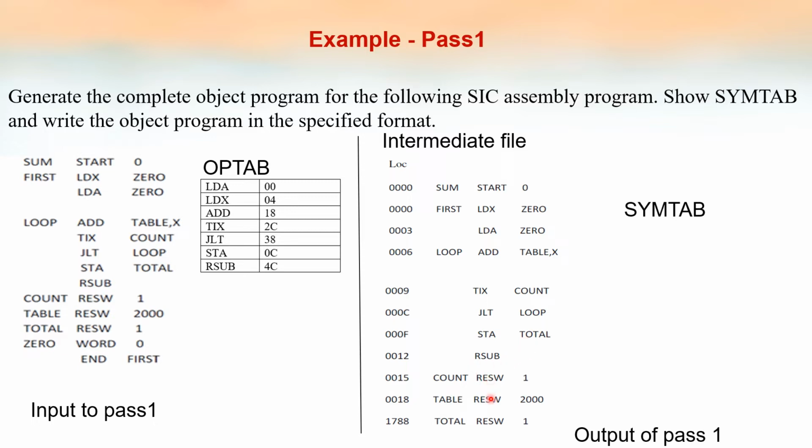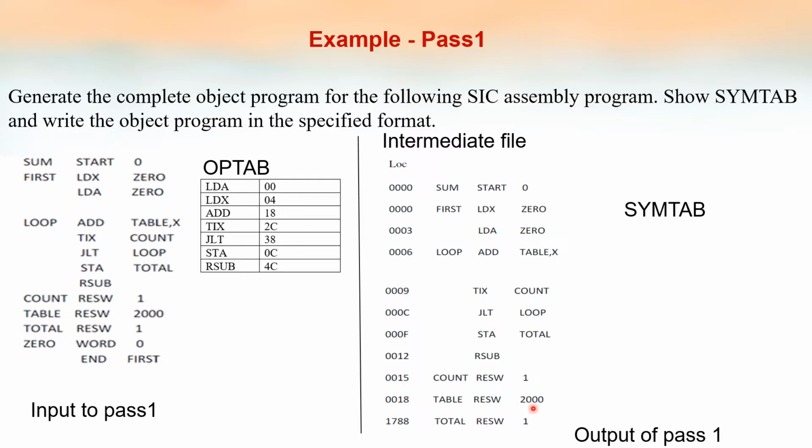Then here the assembler directives RESW and RESB, reserve word and reserve byte, will differ. If we consider RESW, reserve word means reserving one word of memory. One word means 3 bytes. So RESW 1 means we have to add 3 bytes here. So 15 plus 3, 18. Memory addresses are byte addresses, so we have to add the bytes here.